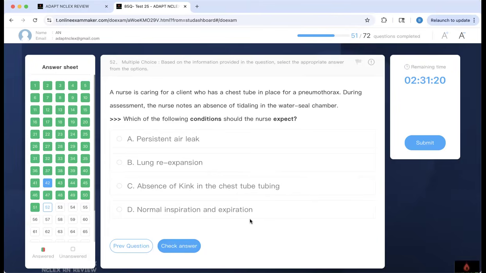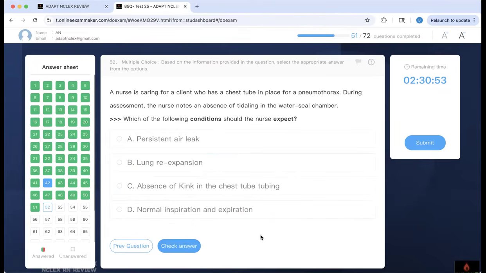There is no tidaling. Now we're not looking at the location. We look at the water seal chamber area. What does that mean if there's no tidaling? What should you worry about as a nurse? Persistent air leak, lung expansion, absence of kink in the chest tube, normal inspiration and expiration. When you see no tidaling, what action should you take? You pick your answer.